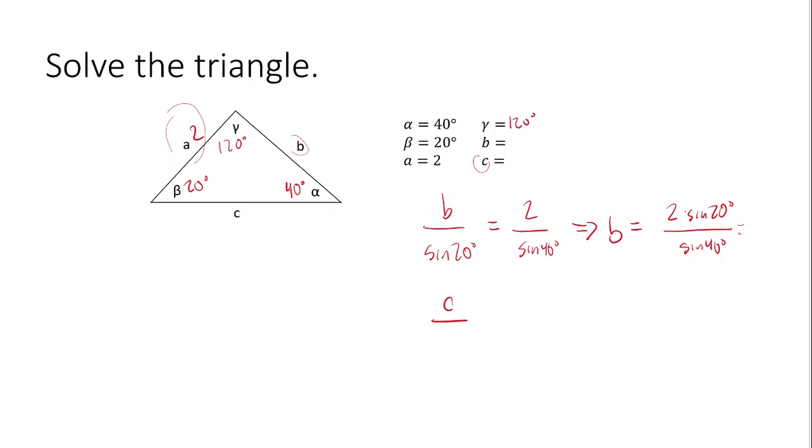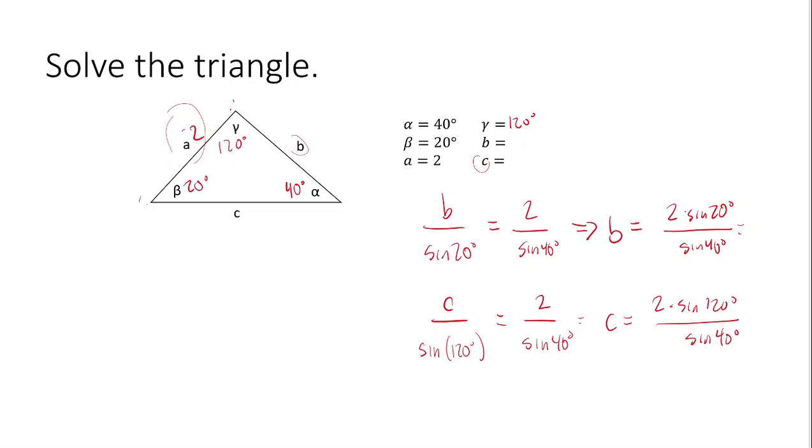C divided by the sine of the angle opposite of C, which is 120, sine of 120 degrees, is going to be equal to, and then just use the same ratio again, 2 divided by the sine of 40 degrees. So C will be 2 times the sine of 120 degrees divided by the sine of 40 degrees. So let's see if it makes sense. Okay, so remember what we have here. We have the situation where we've got an angle, side, angle. Okay, so what's the answer going to be?